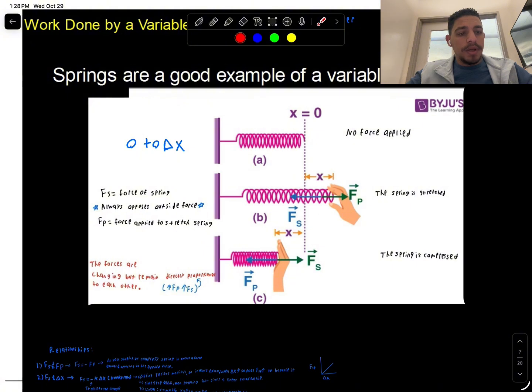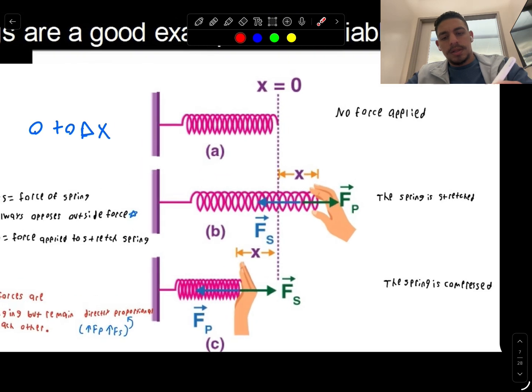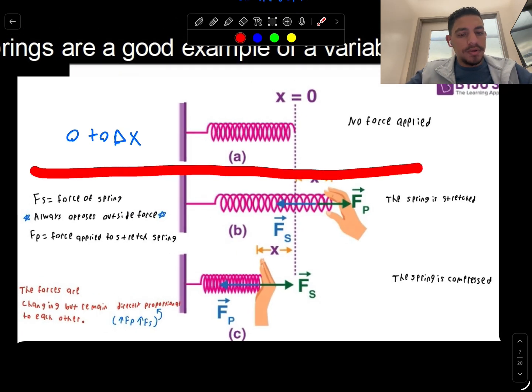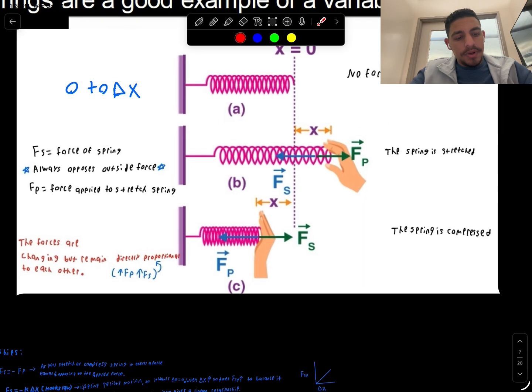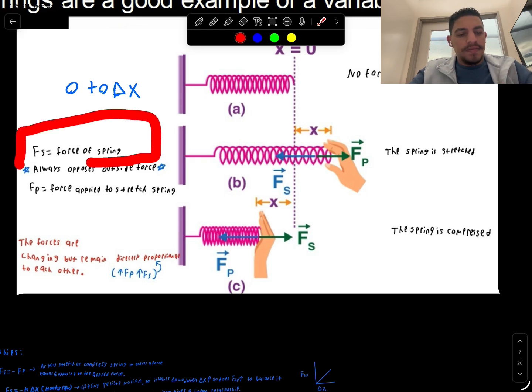Springs are a great example of a variable force. So let's take a look. Let's start with what a normal spring looks like, which is right here where no force is applied. It's just a spring. The force of the spring in this case is going to the left, as you can see here, and the force of the person is going. So the force of the spring we'll label as Fs, okay? That's the force of the spring.